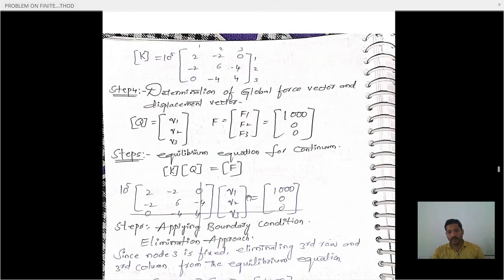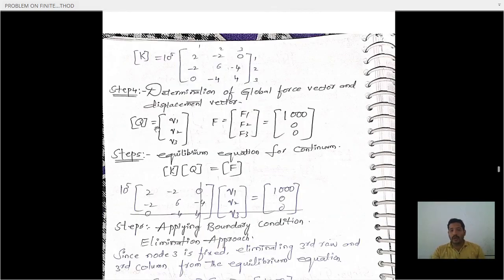Again, what do we need to find out? Our main intention is to find the displacement vector as well as the global force vector in this problem.